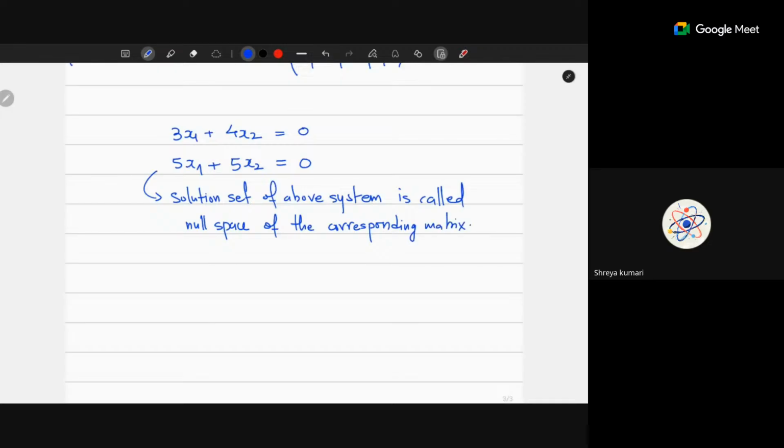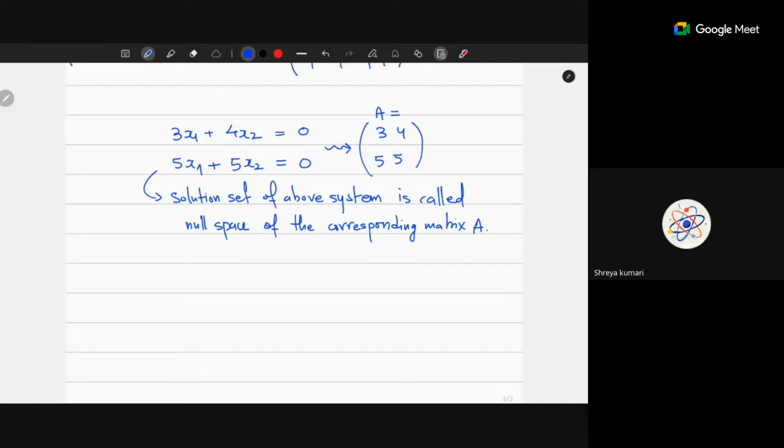Okay, so what is the corresponding matrix here? The corresponding matrix is going to be 3, 4, 5, 5. So this is the corresponding matrix A, right? And the solution set of this system of equations is called the null space of this corresponding matrix A.